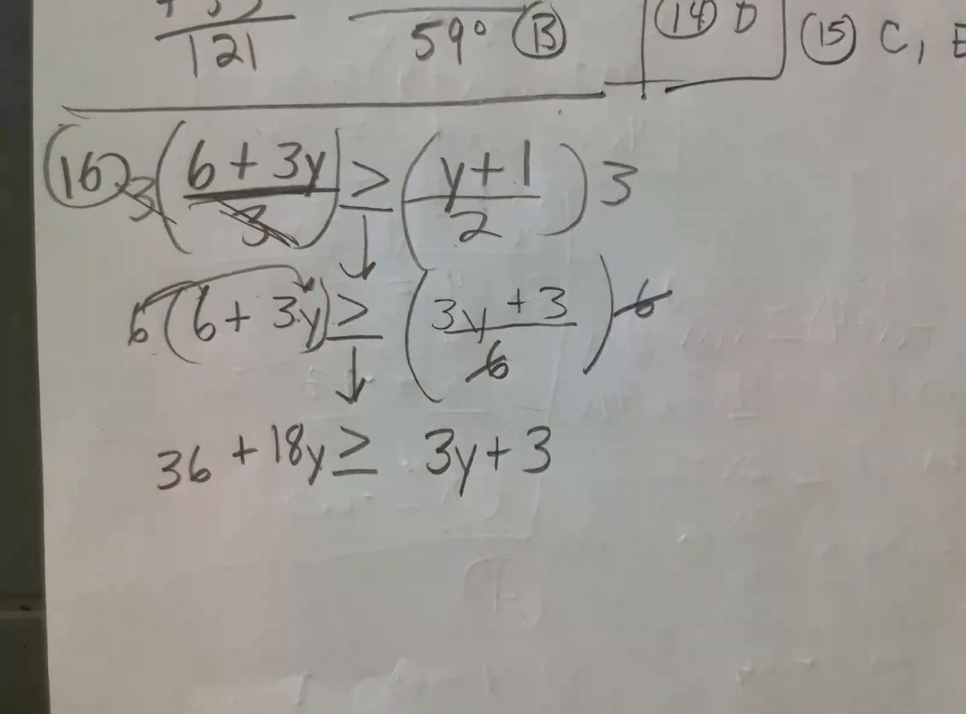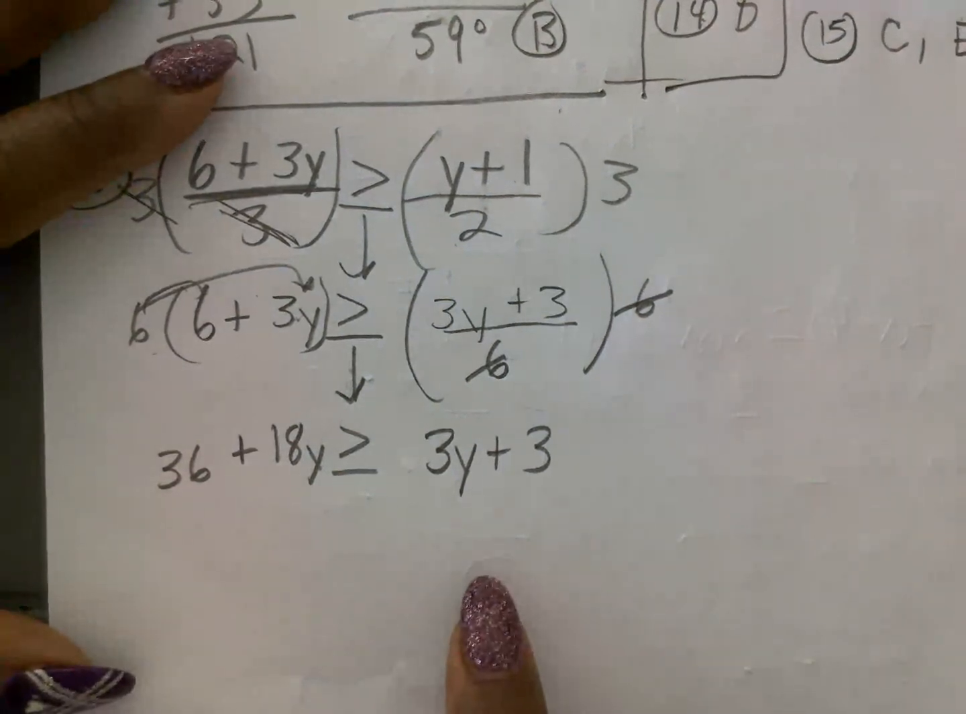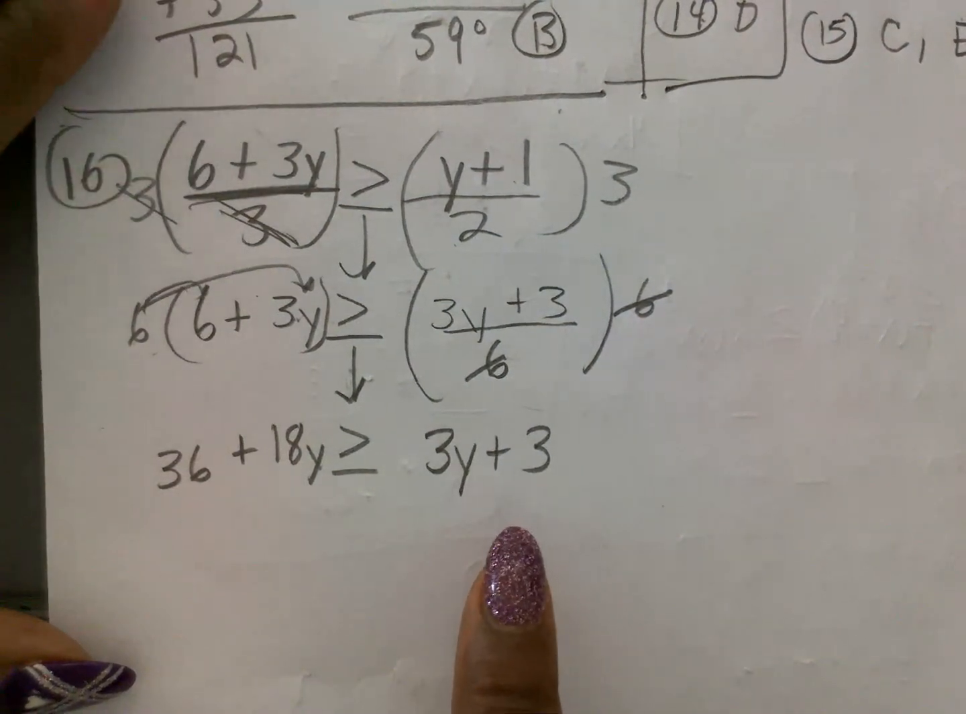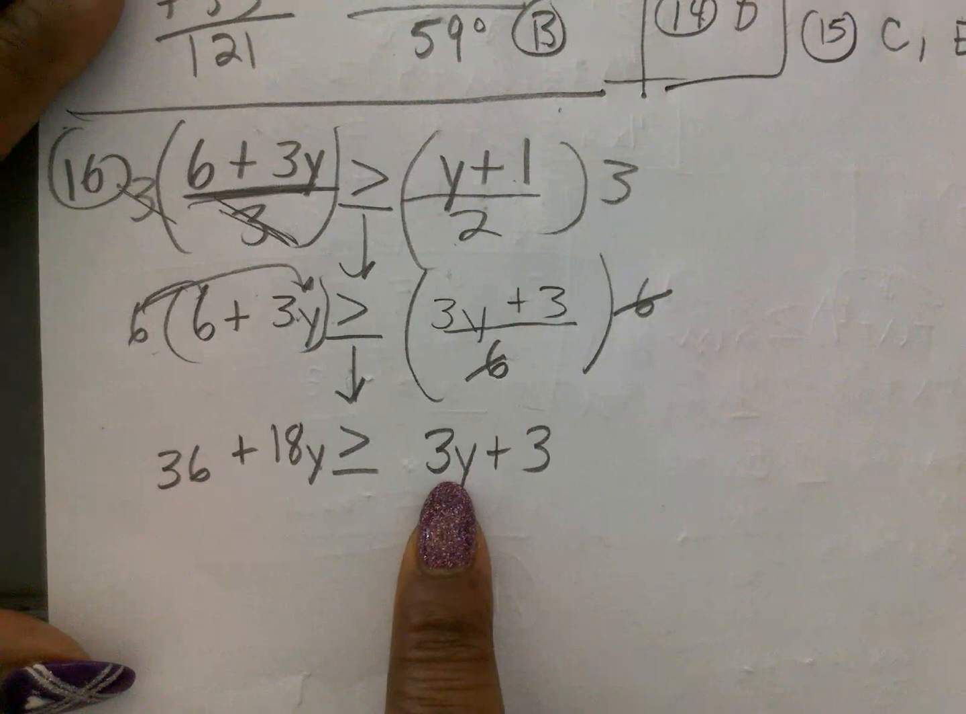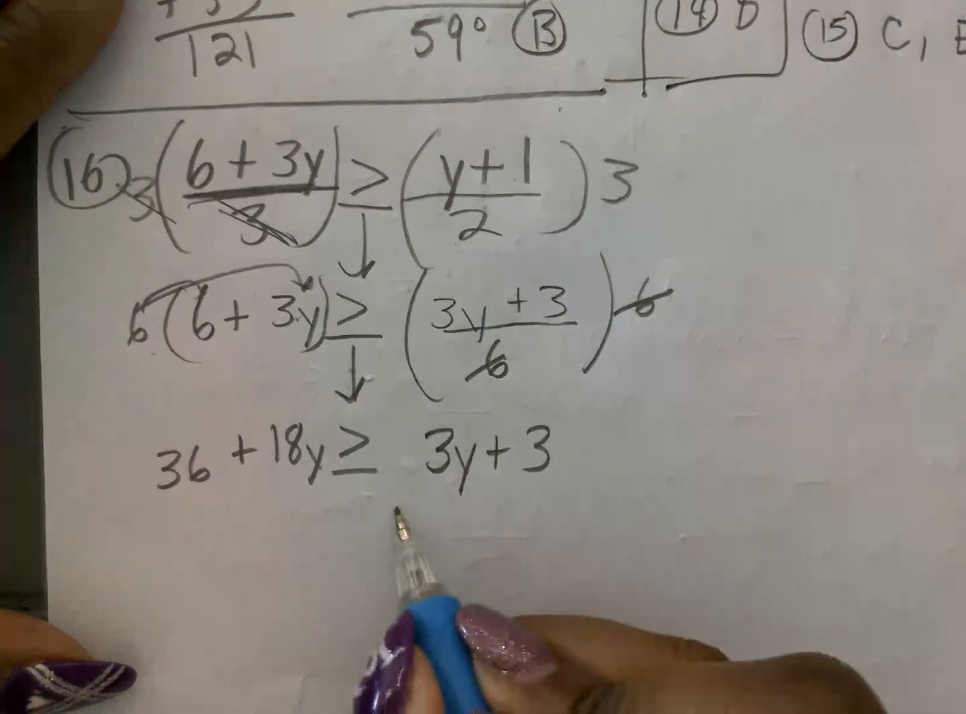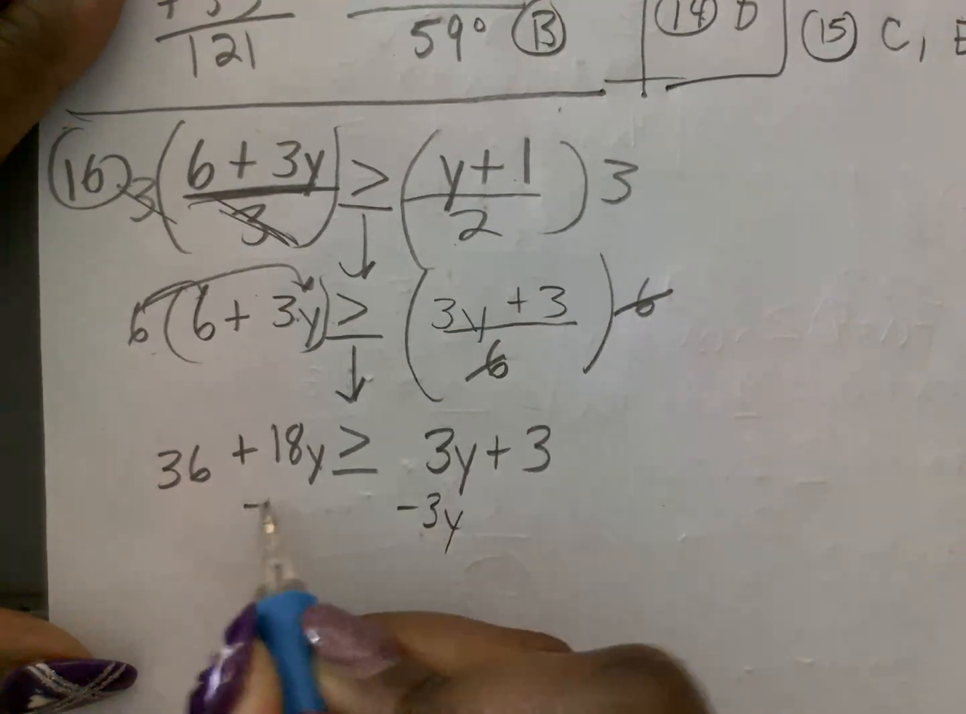All right, so now to get y by itself, listen, I got to move the y's to the same side. Let me move this one. This is positive, so subtract it to move it.